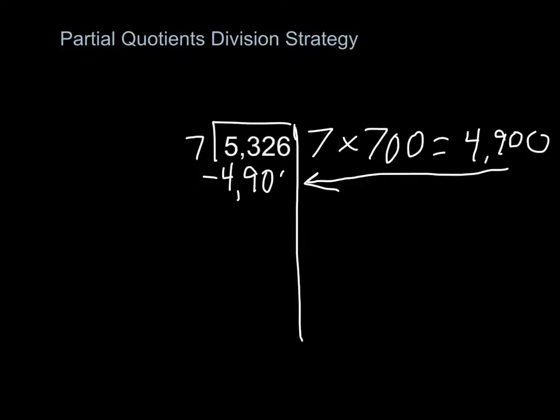my big number. Make sure that you pay careful attention in lining up your place values. You can see that my ones are lined up, my tens are lined up, my hundreds and my thousands are all lined up. From here, you can use many different strategies to do your subtraction. You could use a standard algorithm to subtract, or you could do some mental math as well. I know that from 4,900 to 5,000 would be 100, and then plus the 326, so that would be 426.